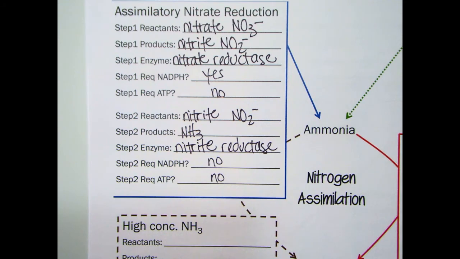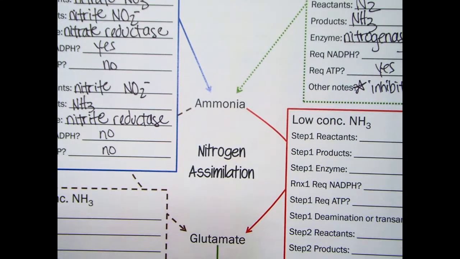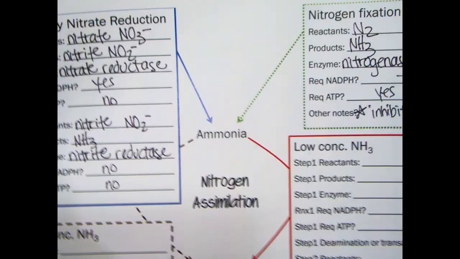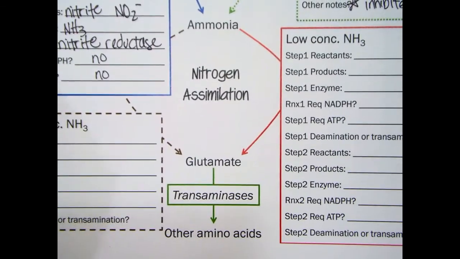So once the cell gets ammonia, the process of incorporating ammonia with carbon skeletons to produce amino acids is called nitrogen assimilation. We learned 2 different ways to do this. Both of these ways make glutamate, and then transaminases are used to transfer the amine group to other carbon skeletons to make other amino acids.